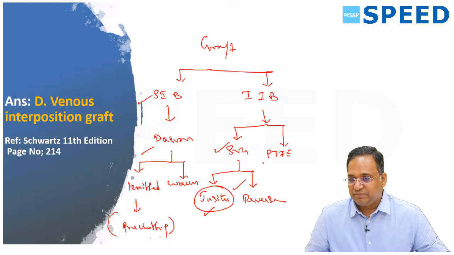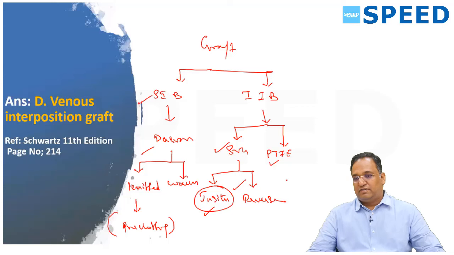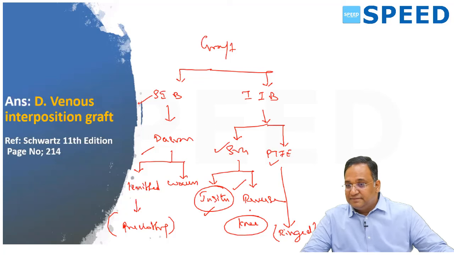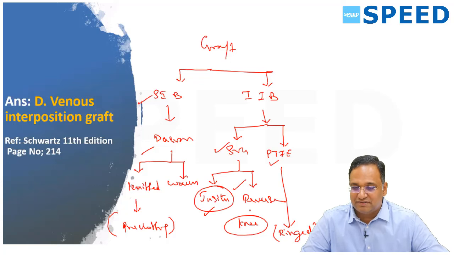And PTFE is polytetrafluoroethylene. The best graft across the joint, they will ask you. Suppose one of the most important joint is knee joint. The answer will be saphenous vein. In case you want to use PTFE, you will use ringed PTFE. Ringed PTFE grafts will be used across the joints. In case saphenous vein is not available, not possible, then use ringed PTFE.